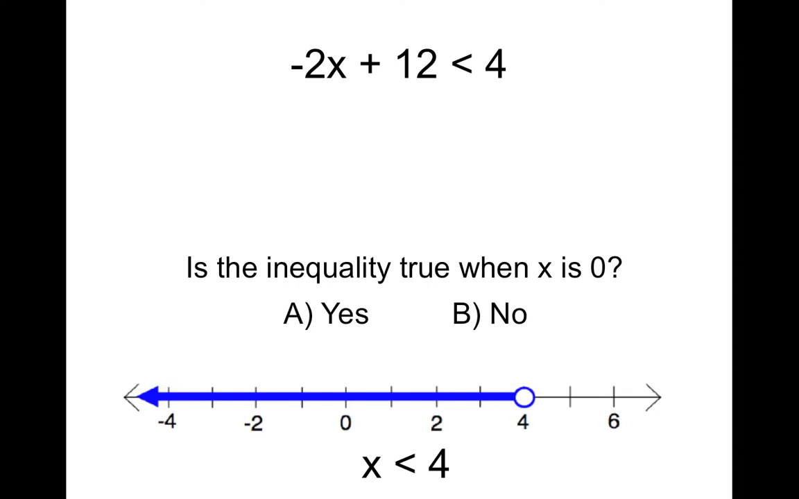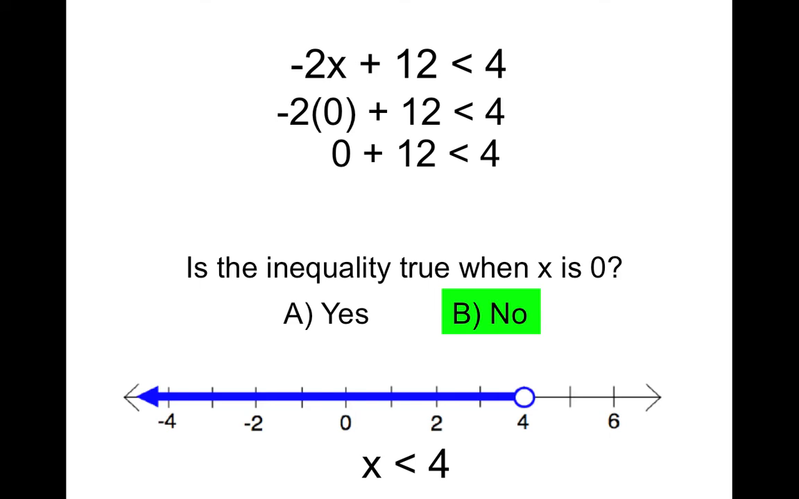Is this inequality true when x is 0? When we substitute in a 0, -2 times 0 is just 0. 0 plus 12 is 12. And we get a statement that says 12 is less than 4. This is not true. So what in the world's going on here? We didn't make any mistakes while we were solving it like an equation. There must be something we haven't thought of.